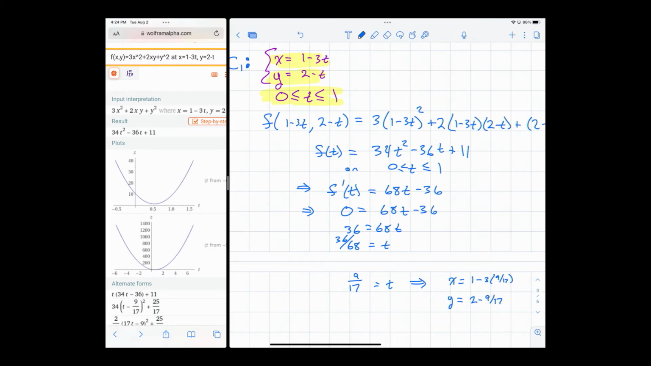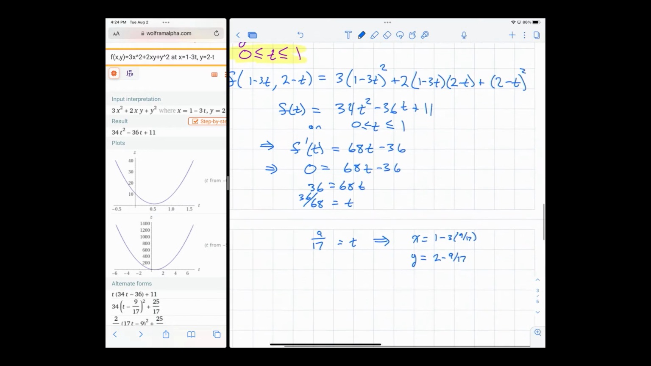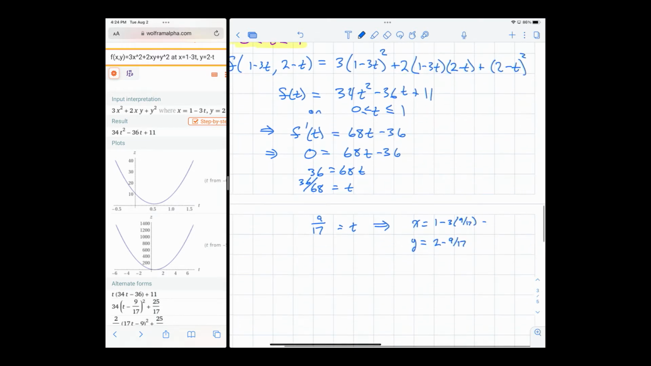I kind of regret what I just did, but what I wrote. So the x value there is negative 10 over 17. And then the y value there is 2 minus 9 over 17, which is 25 over 17. Okay, so here's the point.